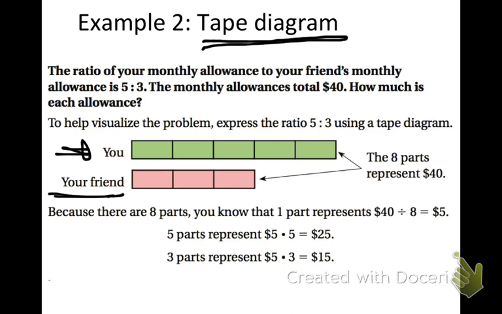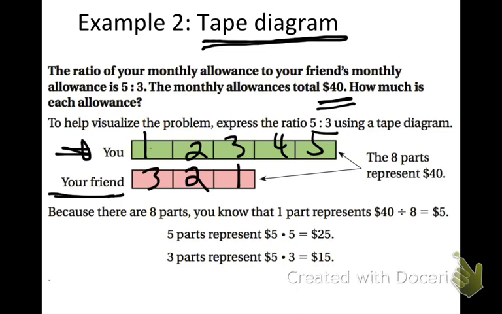It says the ratio of your monthly allowance to your friend's monthly allowance is 5 to 3. So there should be 5 boxes, 1, 2, 3, 4, 5 boxes for you, and 3 for your friend. Okay, so the monthly allowance total is $40. How much is each allowance?